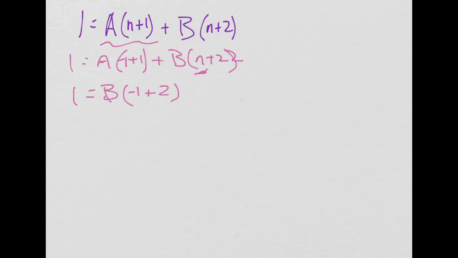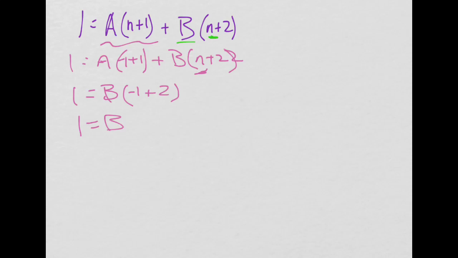So 1 equals b times negative 1 plus 2 is just 1, so 1 equals b. Okay, let's do the same thing, but now let's make it so our b term cancels out, goes to 0. Think about what n value you could substitute in there to make n plus 2 equal to 0. Well, yeah, it's going to be negative 2, because negative 2 plus 2 is 0.